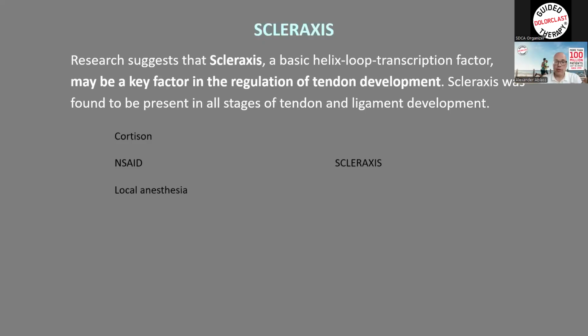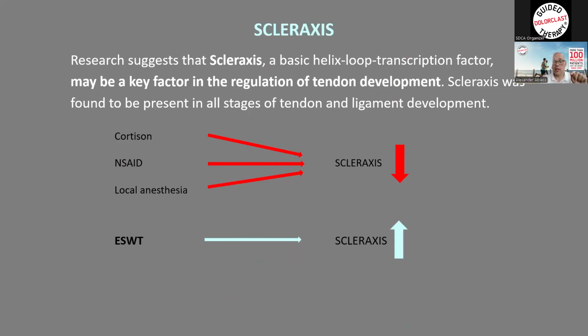Scleraxis, very important, can be found in every stage of tendon and ligament development. So cortisons, painkillers, local anesthetics, they are all decreasing scleraxis. Whereas shockwave therapy is increasing scleraxis. And as a little side information, isometric training is increasing scleraxis too. So with your epicondylitis patients, not always think of doing stretching exercises. Isometric exercises are much more helpful in these cases, especially in combination with shockwave therapy.